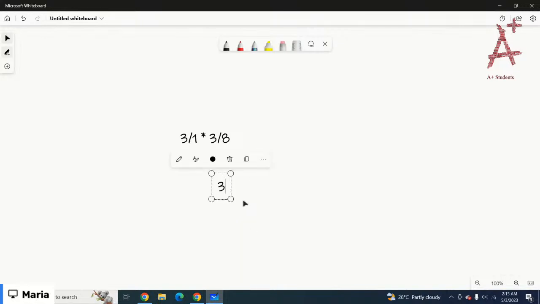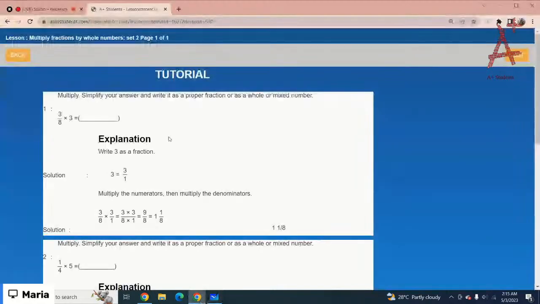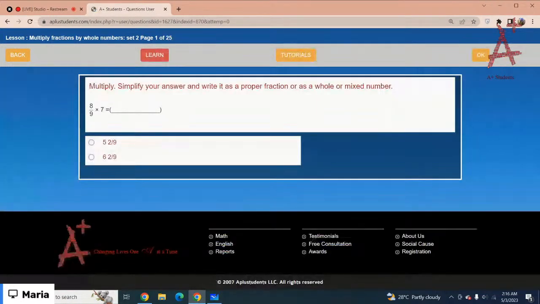So basically, you need to do 3 times 3 divided by 8 times 1. Got it? 3 times 3 is 9 and 8 times 1 is 8. So it would be 9 over 8. Got it? 9 is greater than the denominator, so you can divide it by 8. So it would be 1 whole 1 over 8. Let's start with the practice questions.